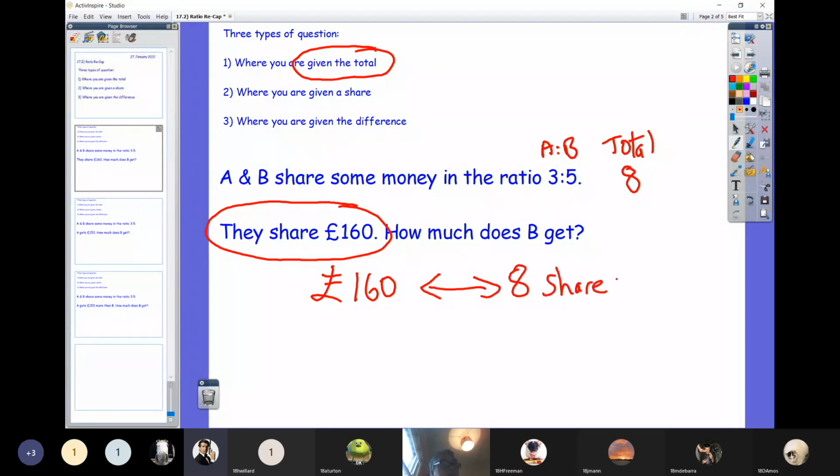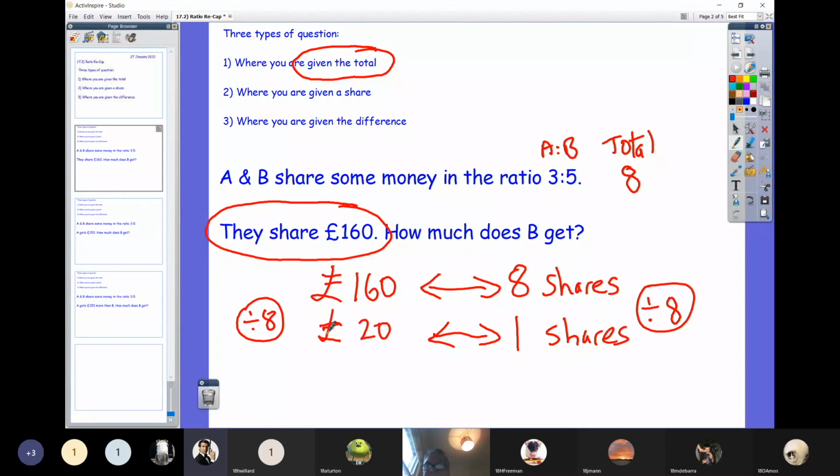So just establish the relationship between the amount of money and the number of shares. And on this occasion, it is 8 shares. Okay. So then go back to 1 share. Always go back to 1 share. So how do we go from 8 shares to 1 share? We divide by 8. So £160 divided by 8 is 20. So every share is worth £20.